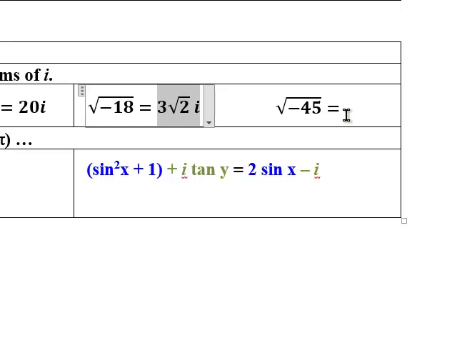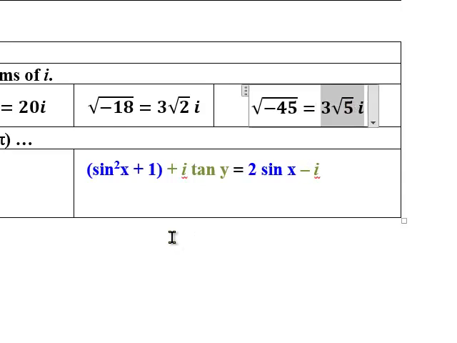Something similar happens with the square root of 45. 45 is 9 times 5. Square root of 9 is 3. The 5 stays on the radical, and of course square root of negative 1 is i. So we're going to get this one here, 3 times the square root of 5 times i.